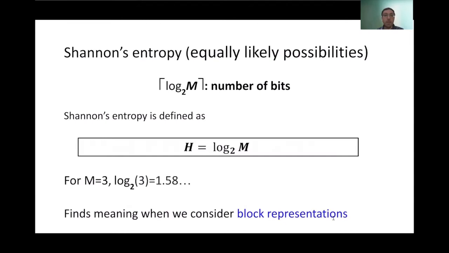So Shannon's entropy, as I said, is the logarithm of m in base 2, not with the ceiling. So for m equals 3, it would be logarithm of 3 in base 2, 1.58, etc. And so what is the meaning of logarithm of m in base 2 without the ceiling? Because Shannon's entropy does not have the ceiling. In order to understand that, we need to consider the concept of block representations, which I will explain in the next slide.